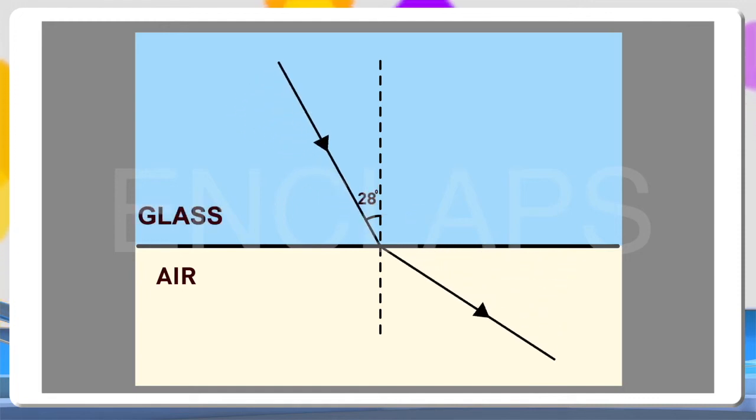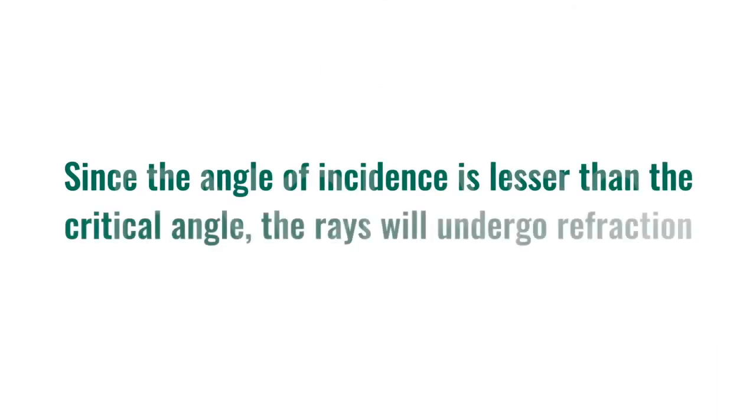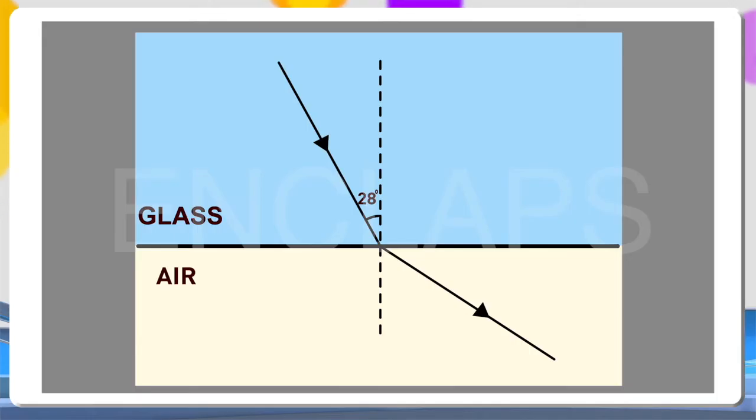Here, the figure shows a glass-air interface. Light is coming from glass and the angle of incidence is 28 degrees. We know that the critical angle of glass is 42 degrees. Since the angle of incidence is lesser than the critical angle, the rays will undergo normal refraction. Glass has a higher optical density than the air. That is, light rays are going from denser medium to the rarer medium. Therefore, the rays deviate away from the normal.